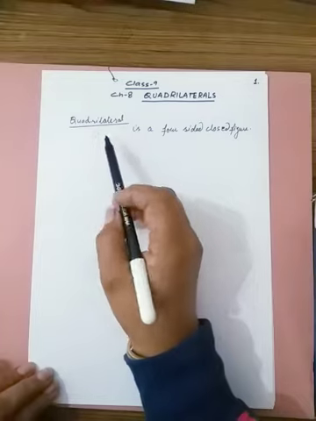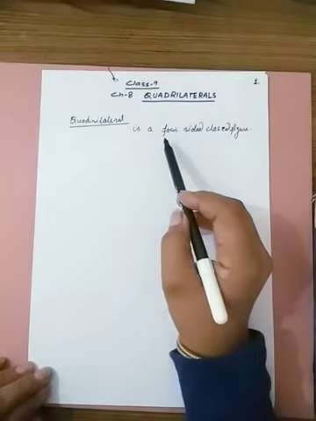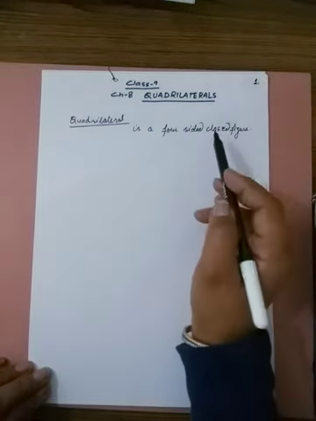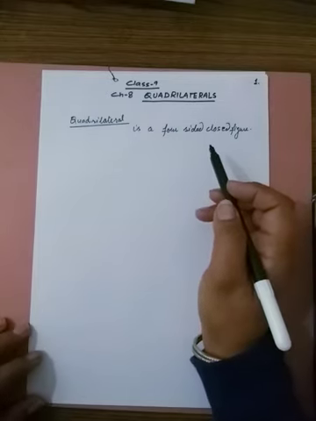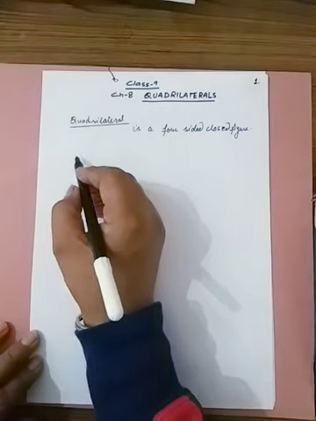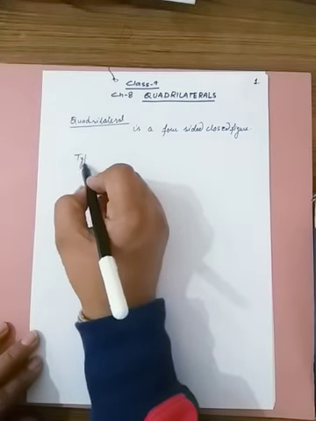Today we are going to start chapter 8 of maths, class ninth, and the chapter is quadrilaterals. As you all know, a quadrilateral is a four-sided closed figure, or we can say a polygon with four sides is called a quadrilateral. And there are different types of quadrilaterals.